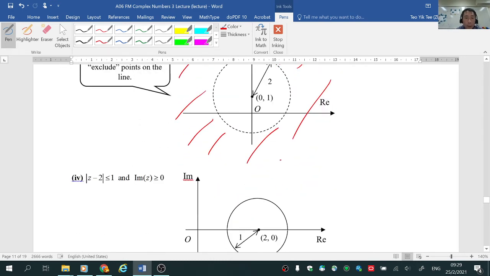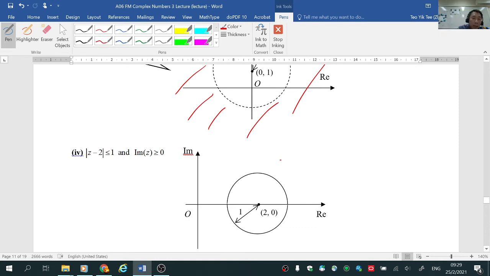Okay, next one. It's a mixture already. So what you have down here, same thing, treat it as an equal sign. You should have a circle, center at 2, 0, radius 1. So this time around, have a full solid line because of the inequality sign, smaller than or equal. So draw a circle with a full solid line. Then tell me when is it actually smaller than or equal to 1. The region I'm talking about is actually the whole section inside here. Everything inside the circle, including the circle solid line itself. So this is the first part.